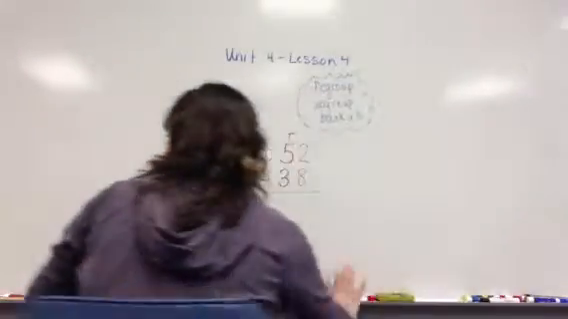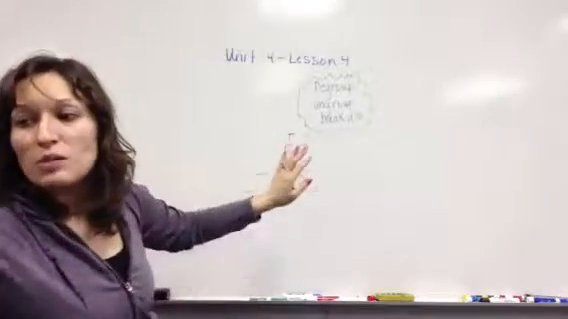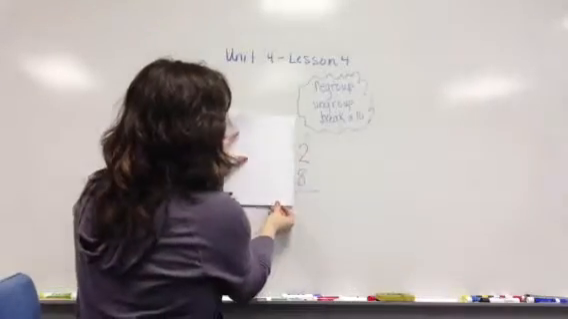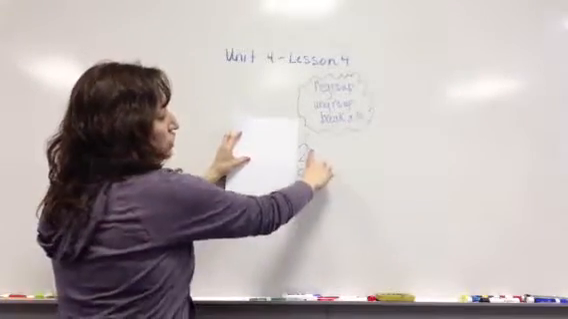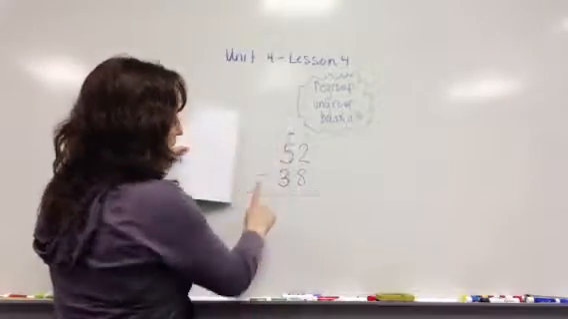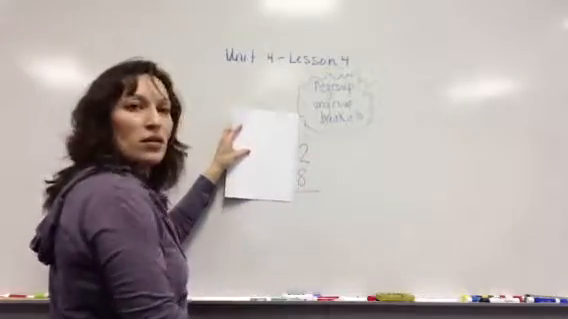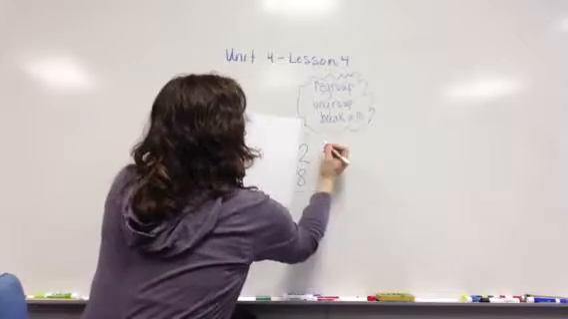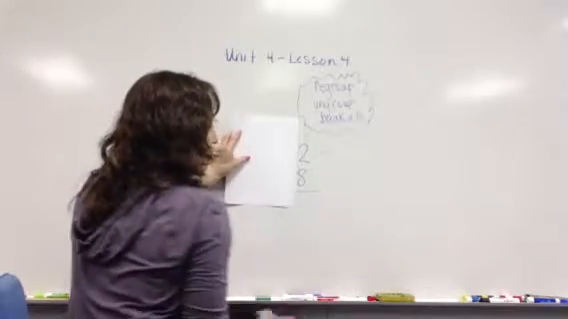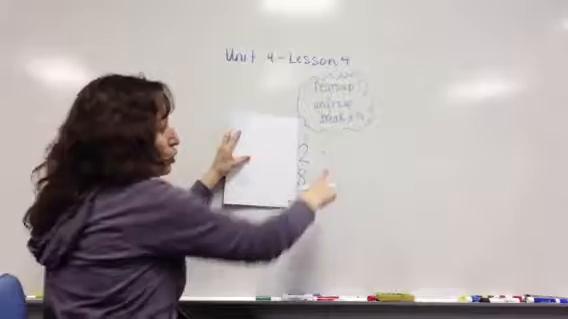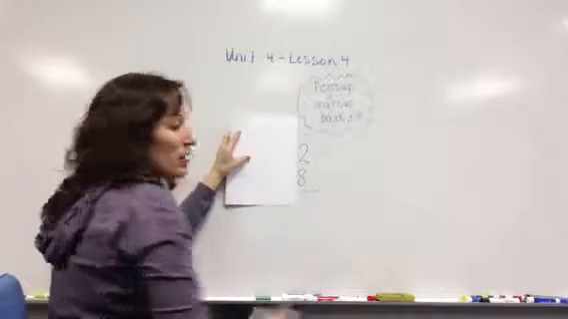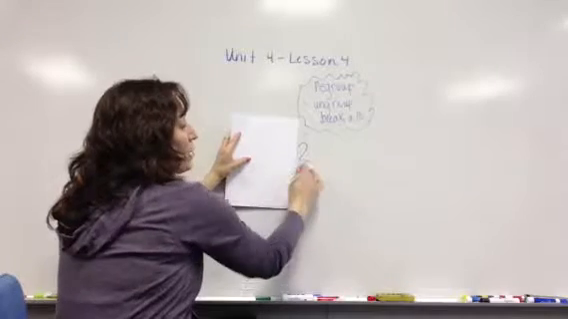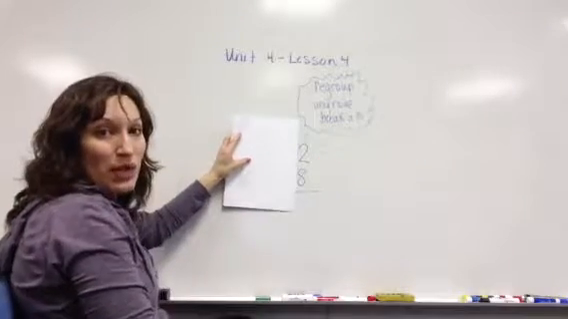Now if we come over here and we look at the ones place, if we have 2 ones, can we take away 8 ones? Well, that's a little more complicated, because we're talking about having 2. I can draw a picture of it right here. Can I take 8 away from that group of 2? I can't, because there aren't 8 there to take away. I don't have 8 ones. I only have 2 ones in my big guy total.